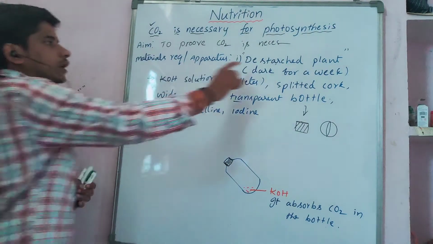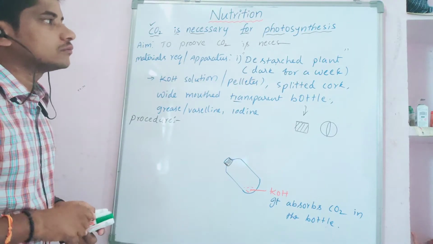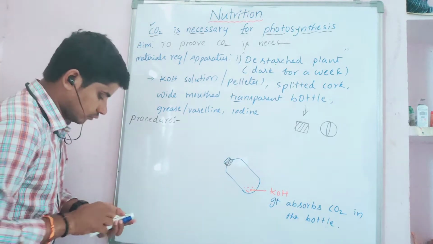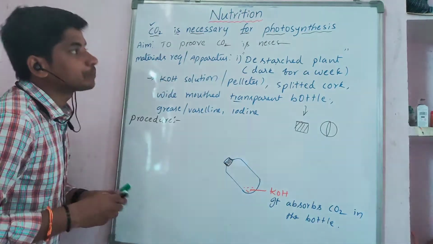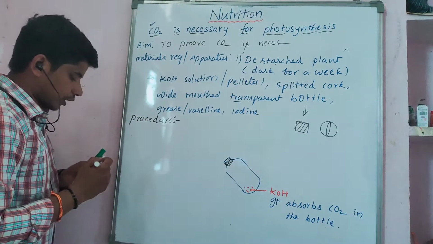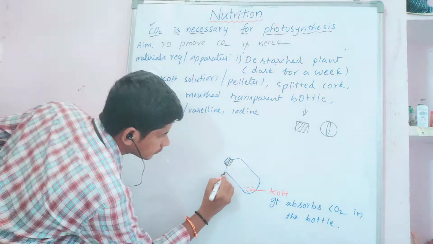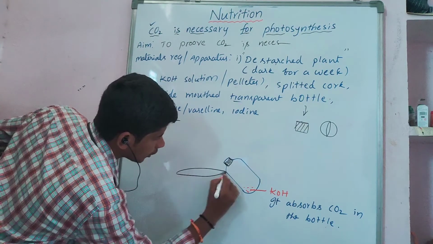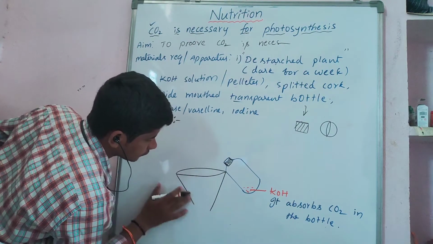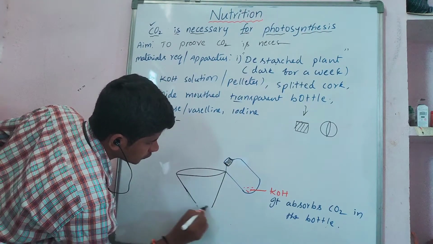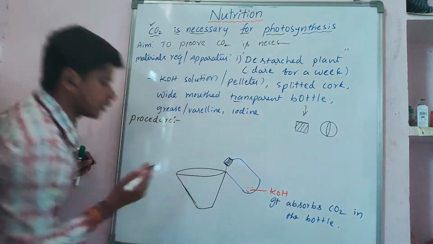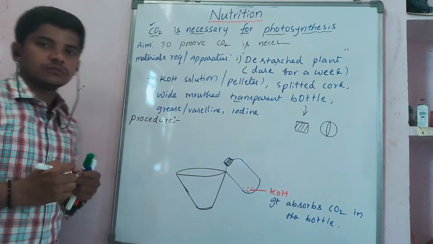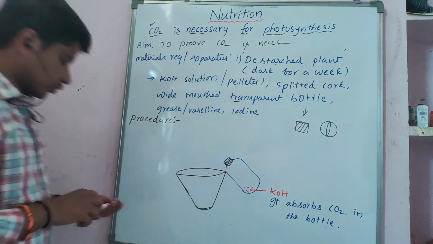Now we have to take that plant which we have already destarched. That means we have kept it in the dark. You have to do this in the dark only. Now see, take that plant. Before drawing that leaf, you have to draw the pot, so that we can draw the diagram easily. This is a pot in which the plant is growing.